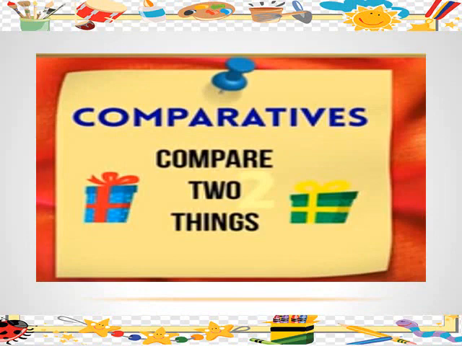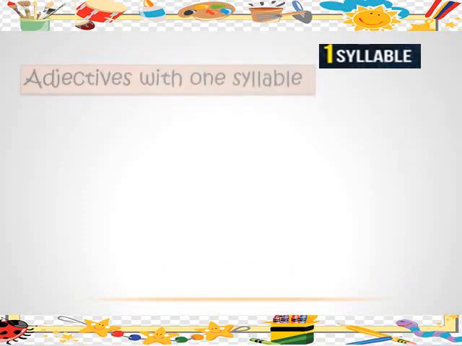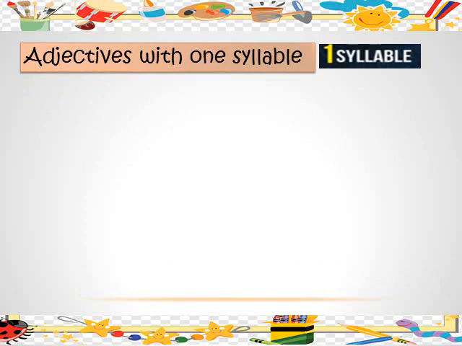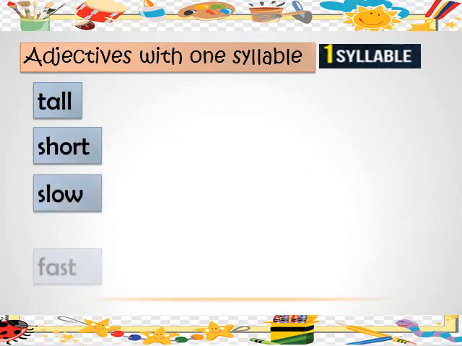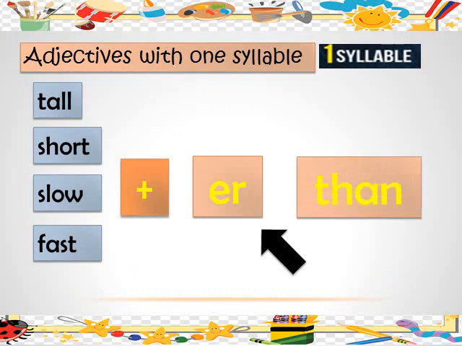What's the meaning of comparatives? Comparatives are adjectives. We use them to compare two things. We will talk about one-syllable adjectives. Adjectives with one syllable, like tall, short, slow, fast. I'm sure that you know more than these adjectives. We simply add er to the end of the adjective plus the word than. Than is very important to use for the comparison form.